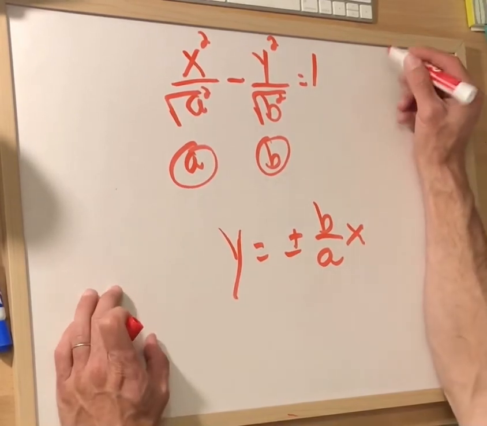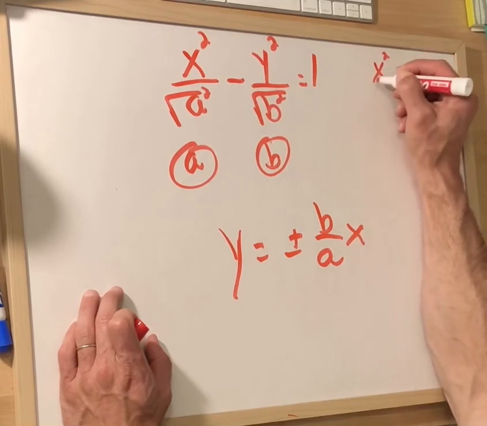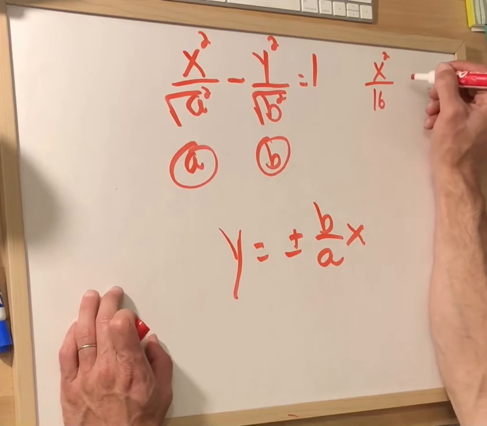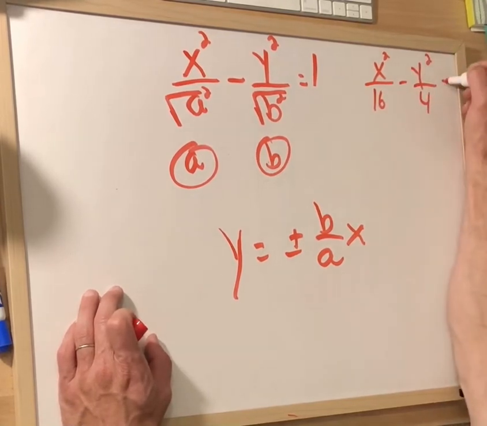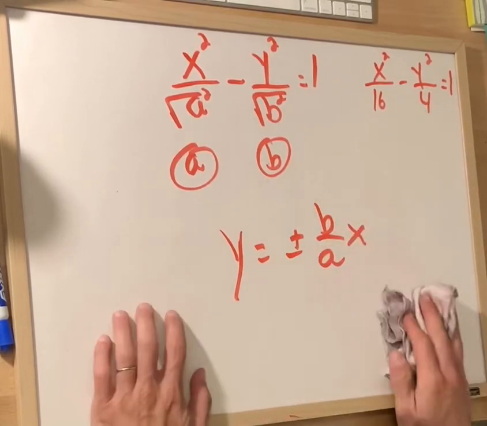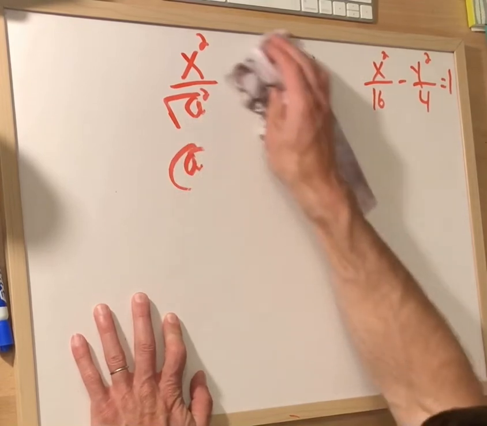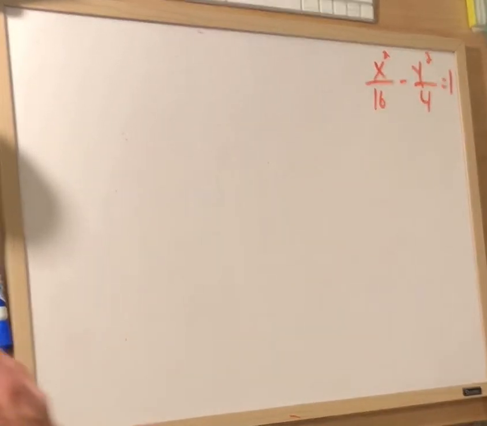Let's just take something super simple. X squared over 16 minus y squared over 4 equals 1. And the question is, graph this hyperbola. How do you know it's a hyperbola? Because there's a negative variable. There's a negative x squared or there's a negative y squared, and it equals 1. It has to equal 1.